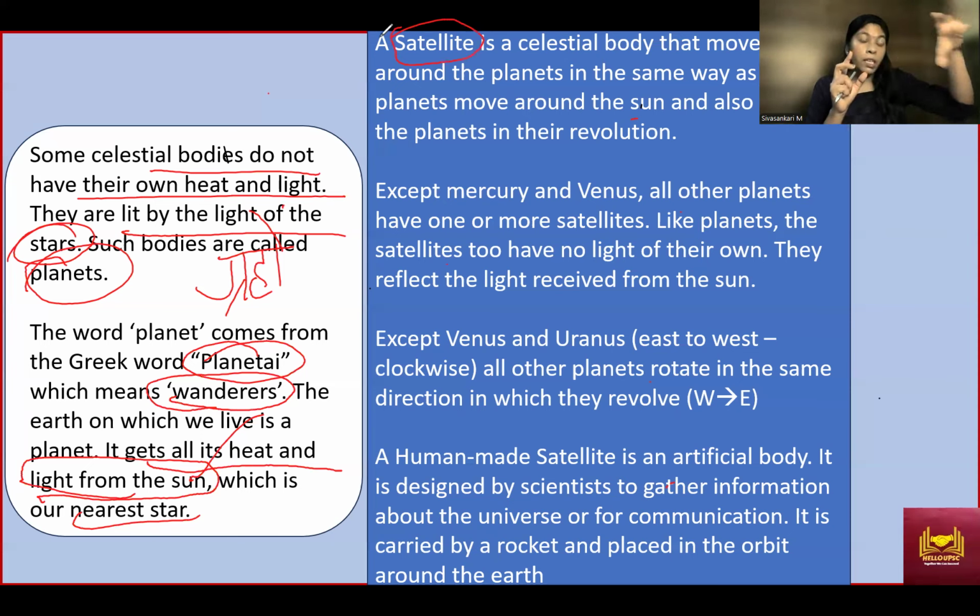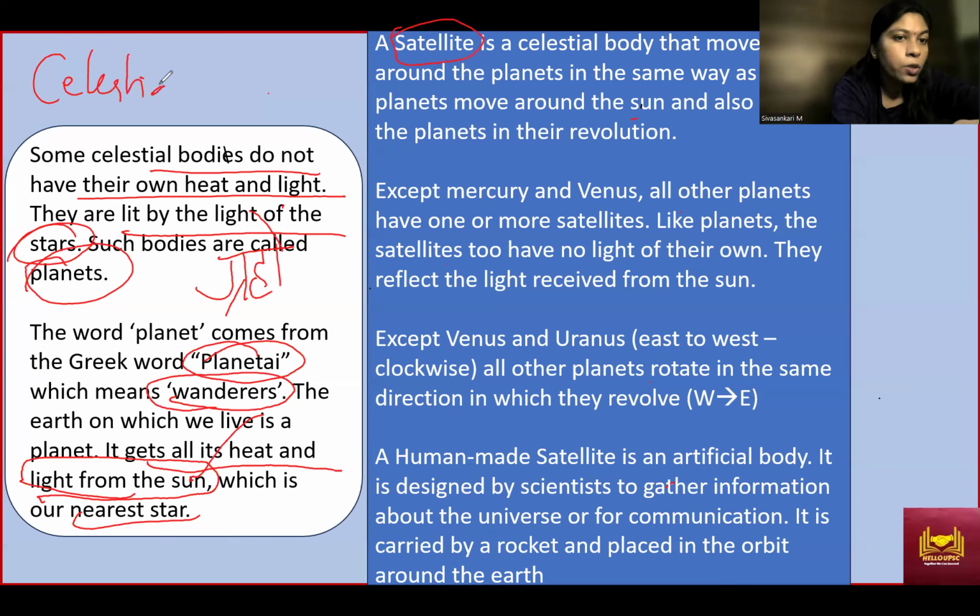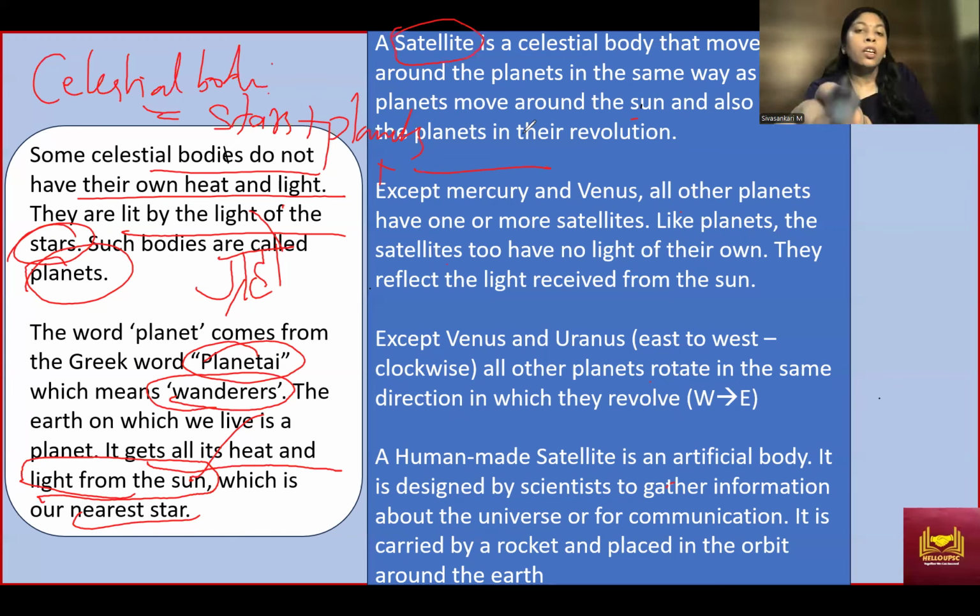Instead, millions of stars and planets will be there. Stars and planets are both called celestial bodies. So we can write that celestial bodies equal stars plus planets plus asteroids plus meteorites. All are called celestial bodies only. Now come to satellite. A satellite is also a celestial body that moves around the planet.